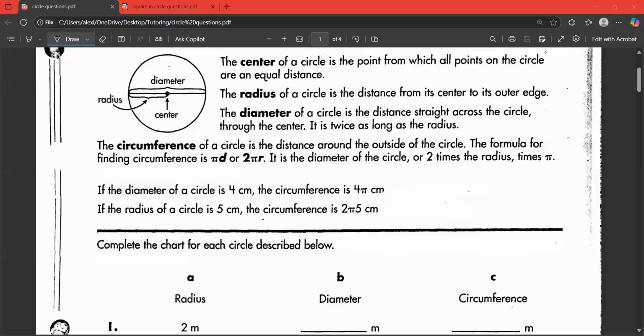Okay, in this video, we're going to talk about circles: the radius, diameter, area, and circumference. We might have time to look at another worksheet. If not, we'll make another video. All right, so let's start with some definitions.